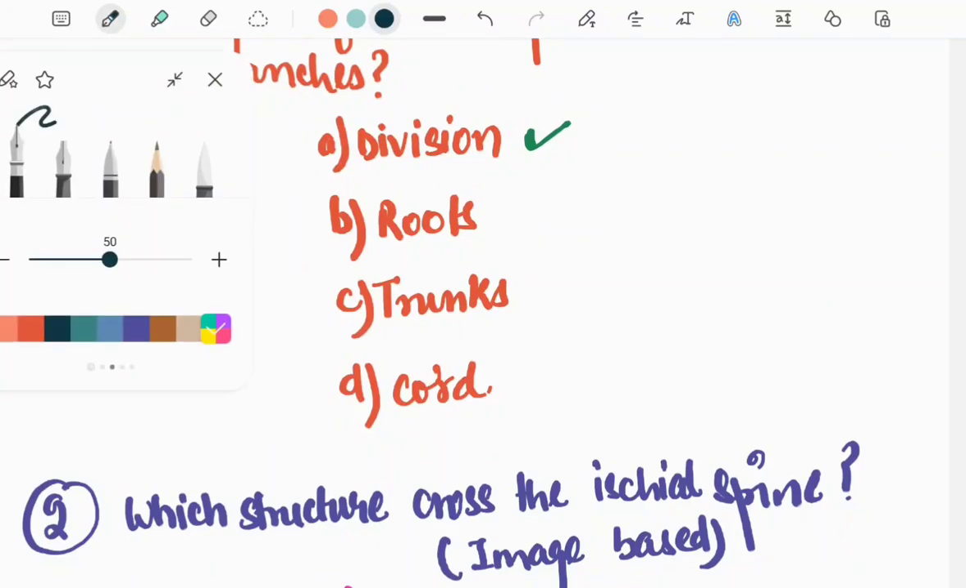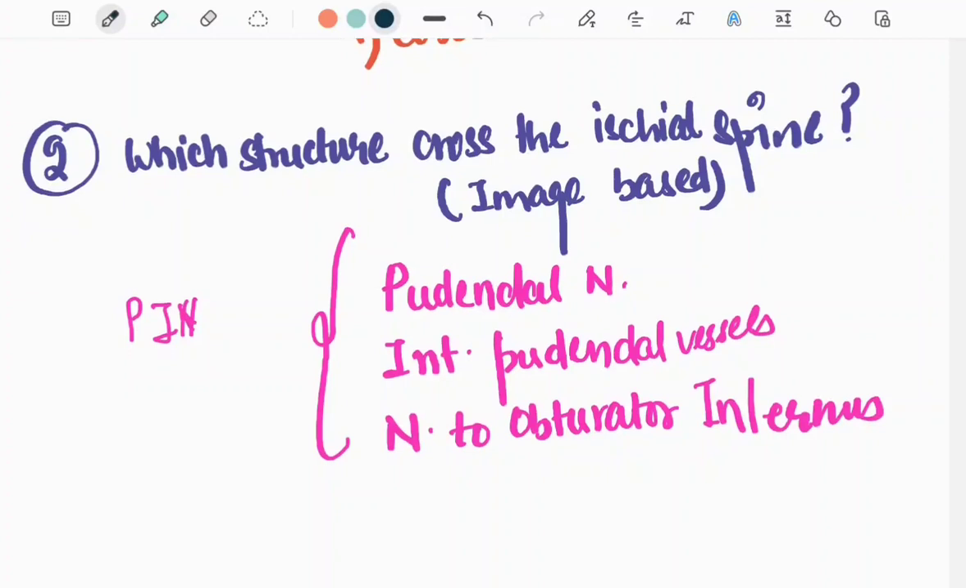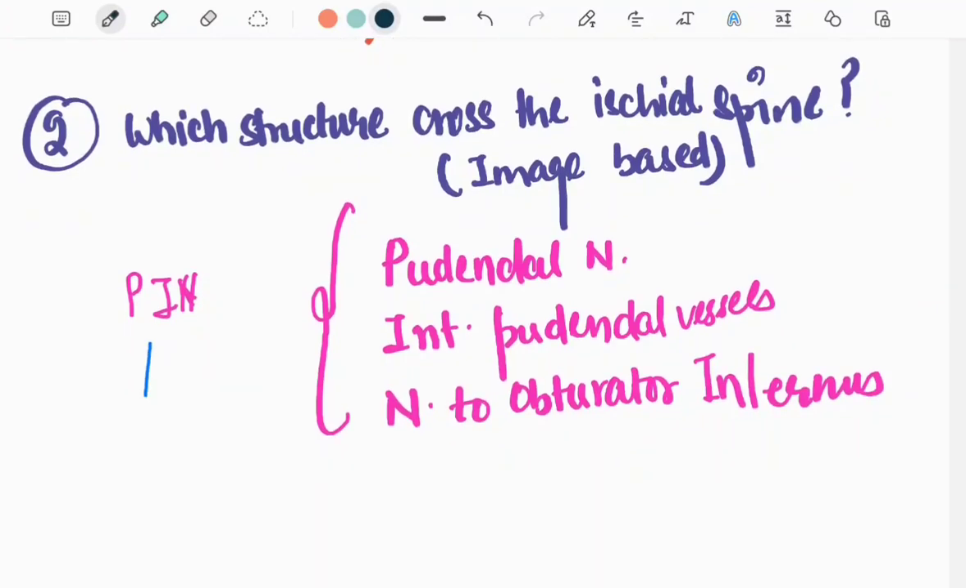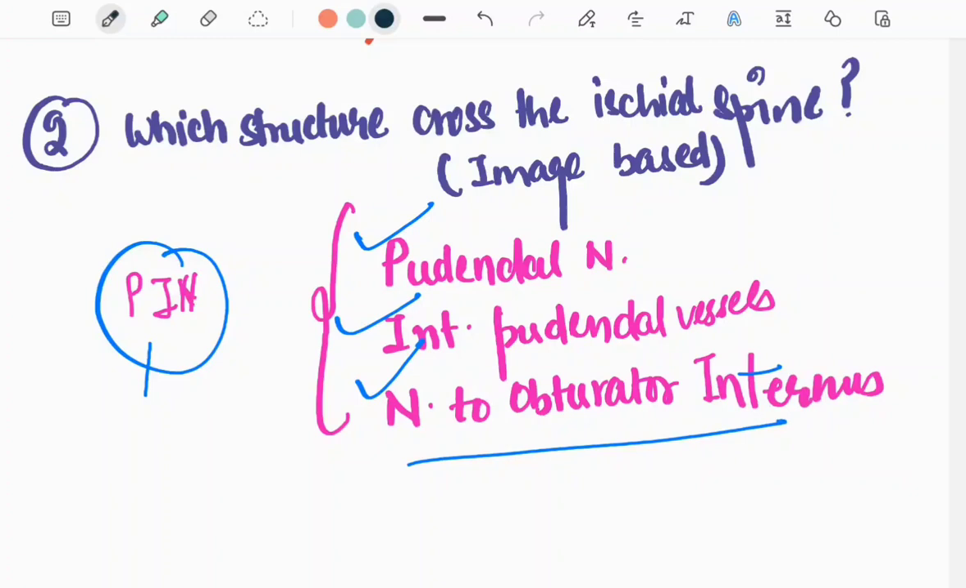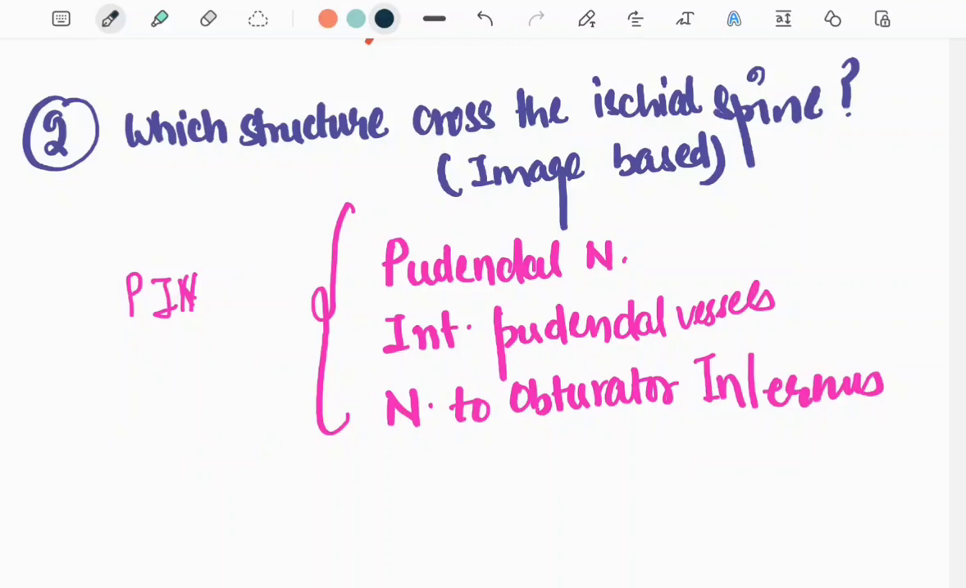So now, next question. Which structure crosses the ischial spine? That was an image based question. So you have to learn the mnemonic PIN: pudendal nerve, internal pudendal vessels, and nerve to obturator internus. So these three structures cross the ischial spine. Focus more on images, especially the cadaveric images. In the paper mostly images are given.